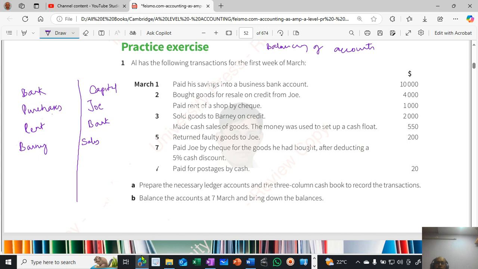Made cash sales of goods. The money was used to set up a cash float. Made cash sales of goods. Cash, sales. Returned faulty goods to Joe. Returns. Purchase returns to Joe.